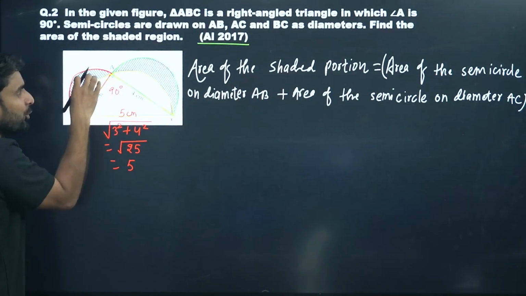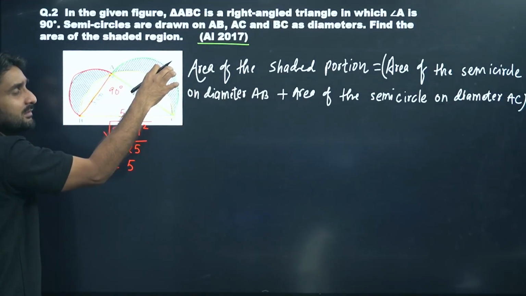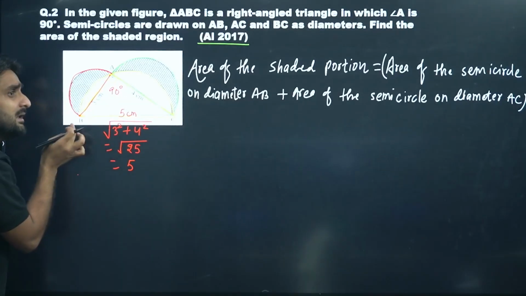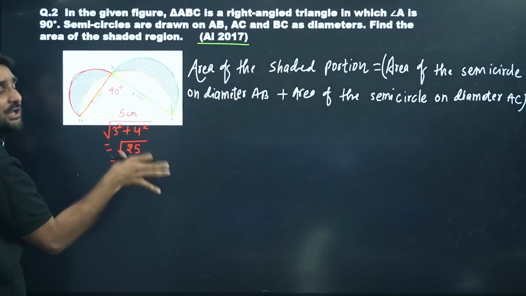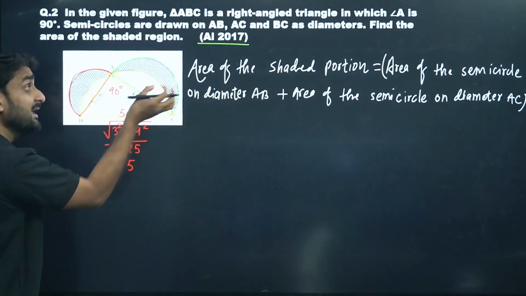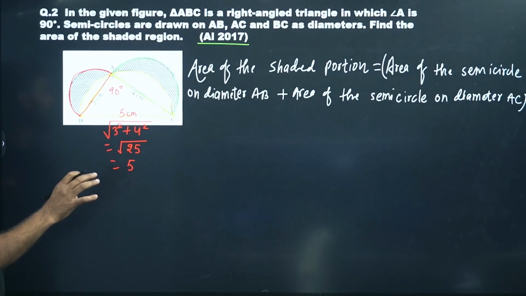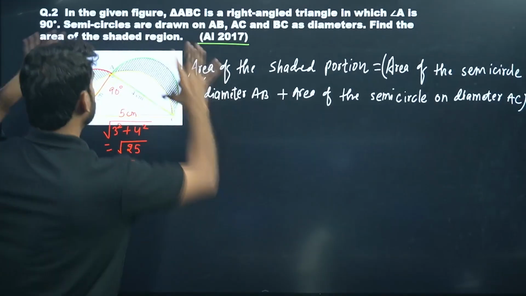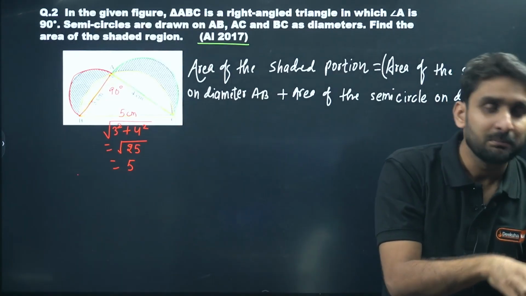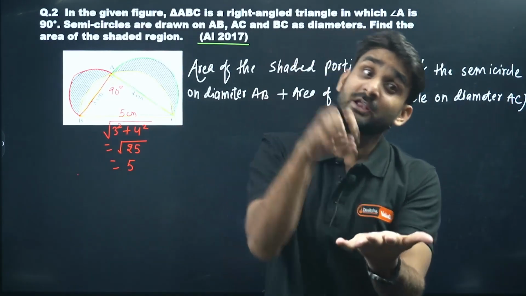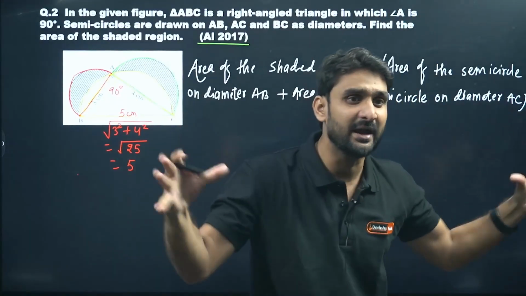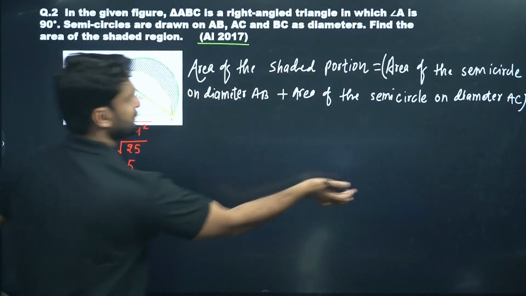So this whole semicircle plus this whole semicircle, and one more diagram is remaining here, that is a triangle. On adding all these three, area of this semicircle on diameter AB, area of this semicircle on diameter AC, and area of this triangle, we are getting the area of this complete diagram. Yes, area of smaller semicircle plus area of larger semicircle plus area of right angle triangle.